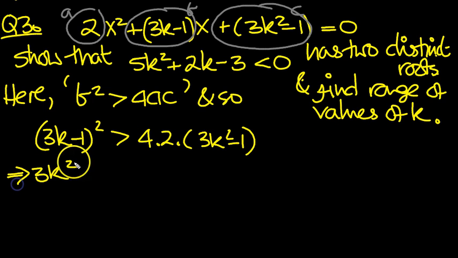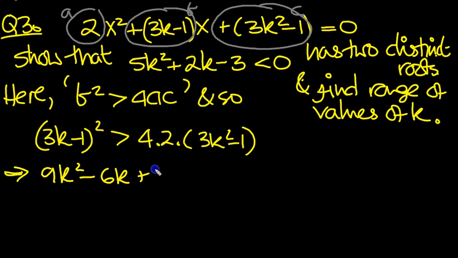No. Let me just get rid of it because it's not 3k squared, is it? It's 3k times 3k, which is 9k squared. The middle two terms will add up to minus 6k, won't they? Plus 1. Greater than 8 lots of, so there's an 8 here, times 3 is 24k squared. And then 8 times minus 1 is minus 8.